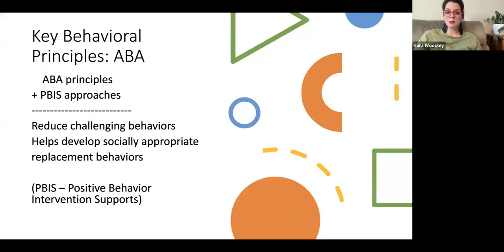So, key behavioral principles, ABA. In this chapter, this reading and the work that we're going to do during these few weeks, we're going to look at ABA principles and PBIS approaches and how those together can reduce challenging behaviors and help develop socially appropriate replacement behaviors. If you're not familiar with PBIS, I can send you some more resources on that. I'm going to use a lot of acronyms, because in special ed we use a lot of acronyms. If there's ever something you don't know what it means, please just reach out and let me know. PBIS stands for Positive Behavior Intervention Supports. Most schools have some level of PBIS, if not true PBIS, then some kind of positive behavior intervention support. So just keep that framework in your mind.